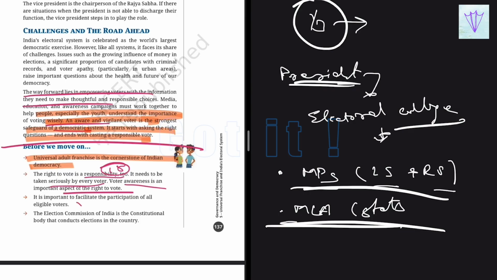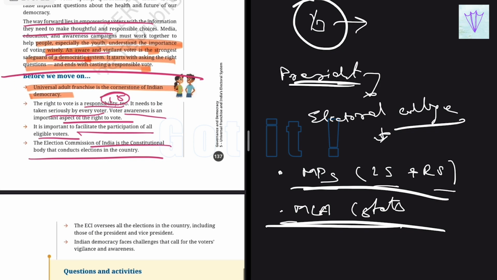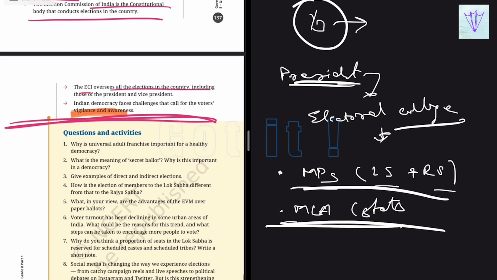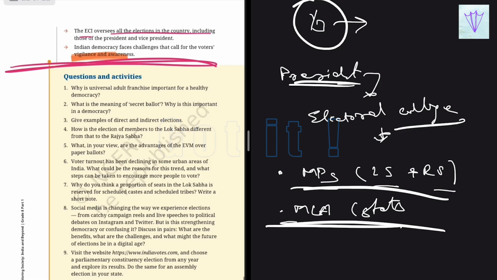It is important to facilitate the participation of all the eligible voters, and the Election Commission of India is the constitutional body that conducts elections in the country. The Election Commission of India oversees all elections in the country, including that of the President and the Vice President as well. And Indian democracy faces challenges that call for voters' vigilance and awareness. So these are all the parts which we have studied in this chapter. So, once again, give a quick NCERT reading for better understanding and solve these questions.